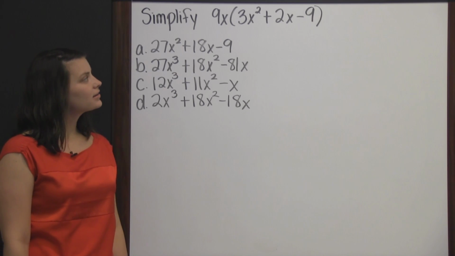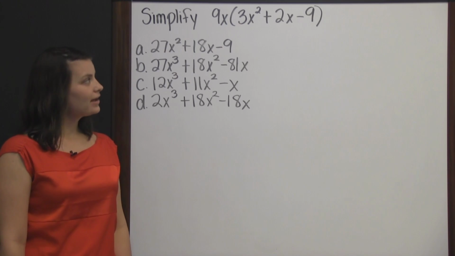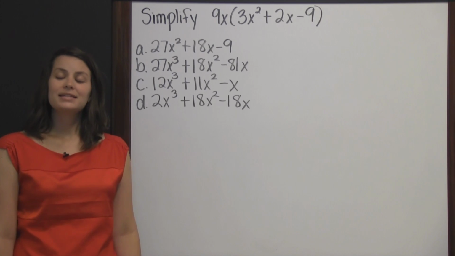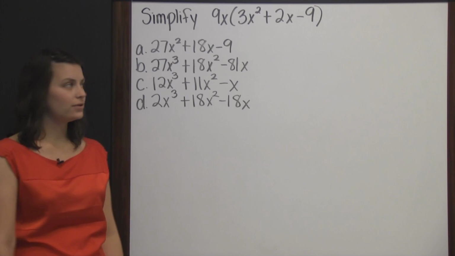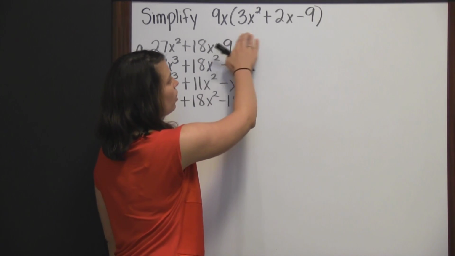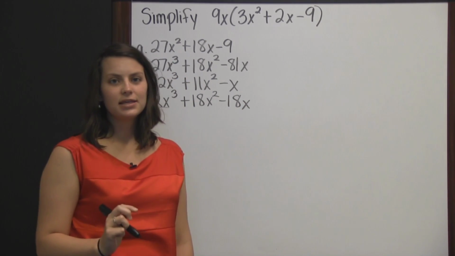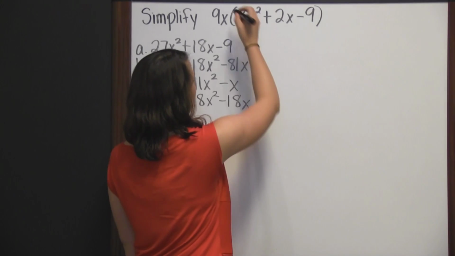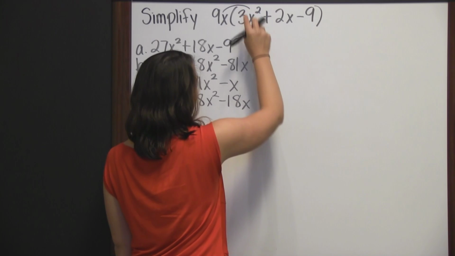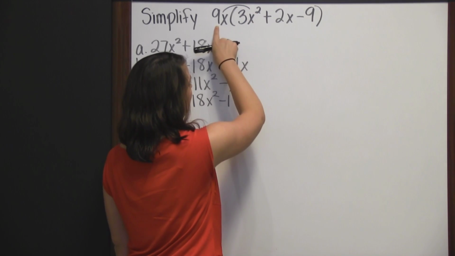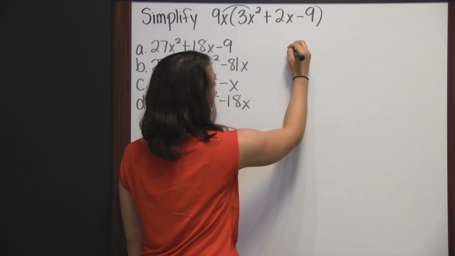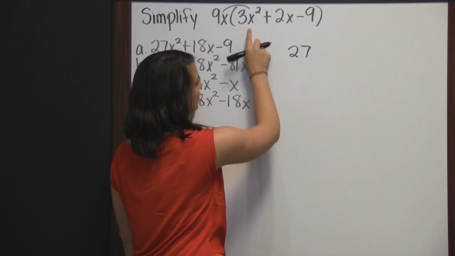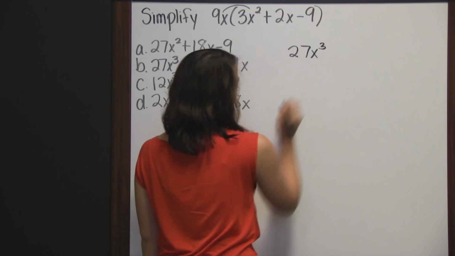Simplify 9x times the quantity 3x squared plus 2x minus 9. To simplify, we need to distribute the 9x to all the terms inside the parentheses. And what that means is we have to multiply. So we multiply first 9x times 3x squared. 9 times 3 is 27. x times x squared is x cubed.